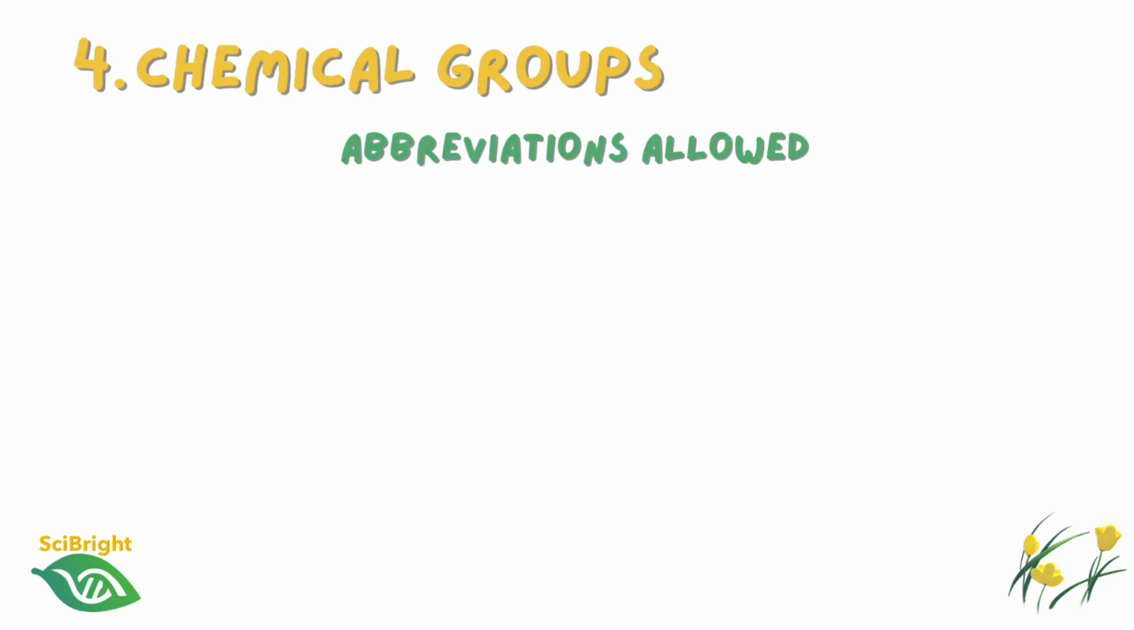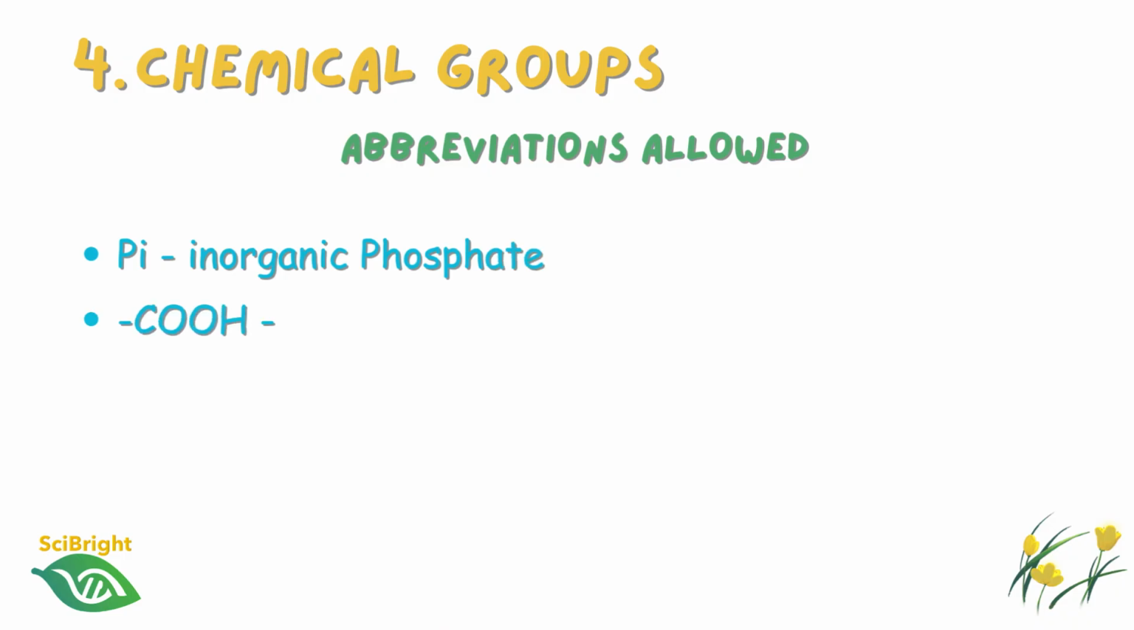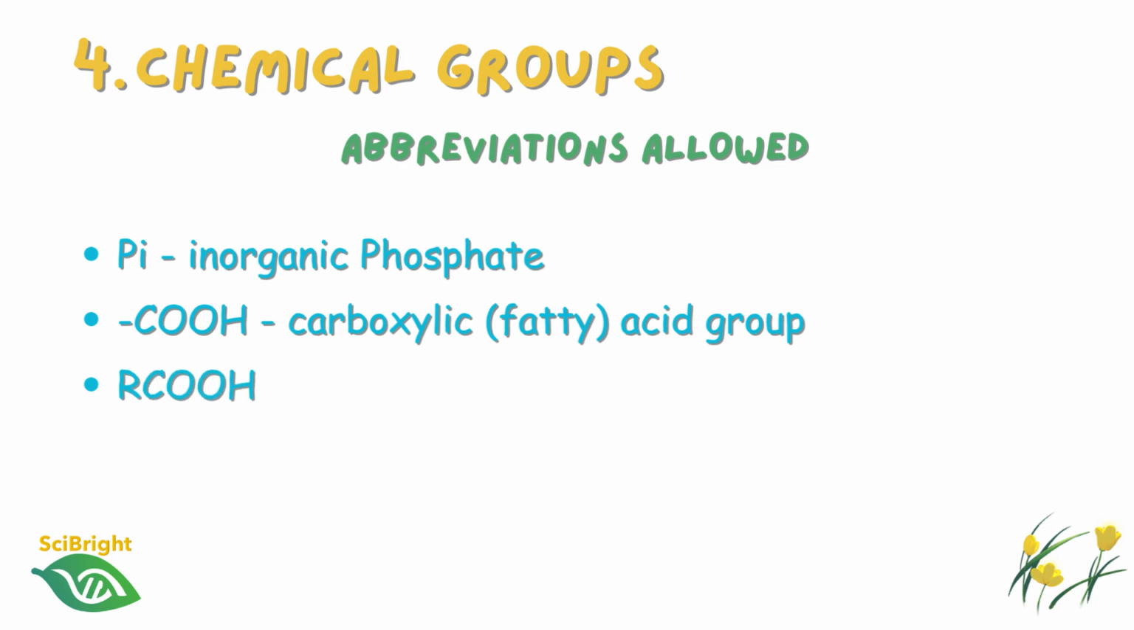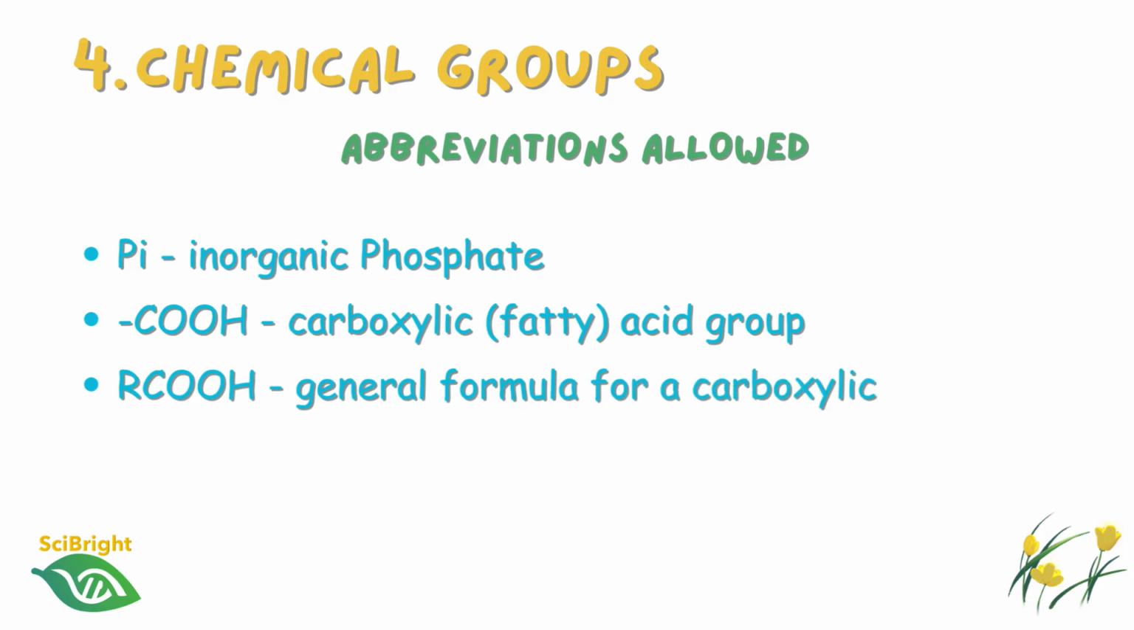Now we will look at some important chemical groups. These abbreviations have made it to the list. Pi for inorganic phosphate group, COOH for the carboxyl functional group in organic molecules, notably amino acids in our specification. RCOOH, the general formula for a carboxylic fatty acid. Just remember the R refers to the hydrocarbon chain that's of varying length and saturation attached to the fatty acid. NH2 is our amine group and can be used.